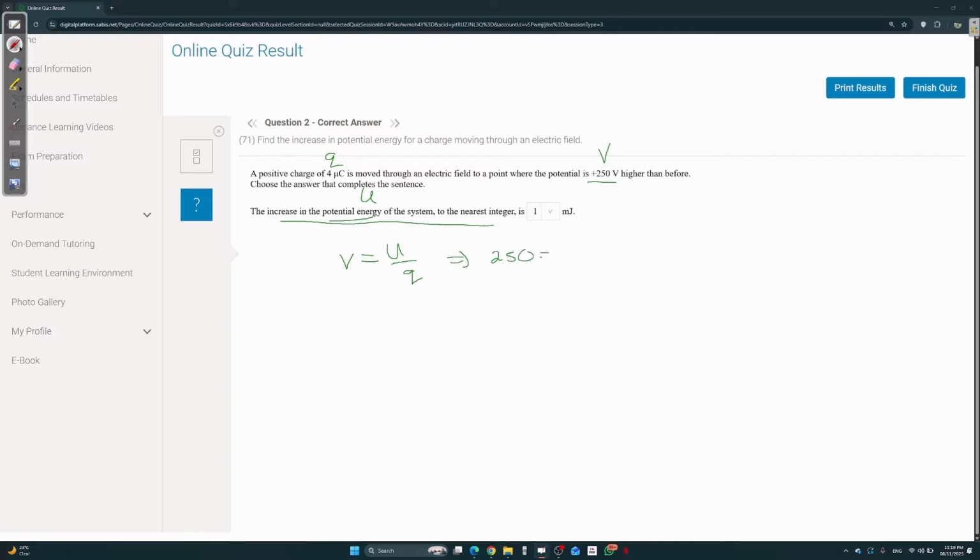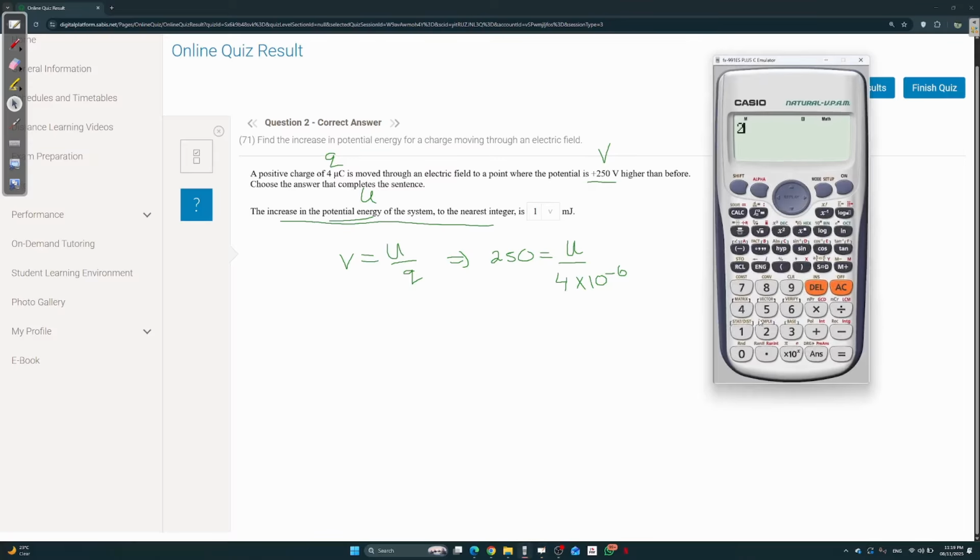Let's see. What's V? 250. U we don't know, we're trying to find. Q is 4 times 10 to the negative 6. Let's cross multiply. You get 1 times 10 to the minus 3, so since it's 10 to the negative 3, you can simply say 1 millijoule. As they're saying milli, you multiply your answer by 1000. You get 1. So easy.